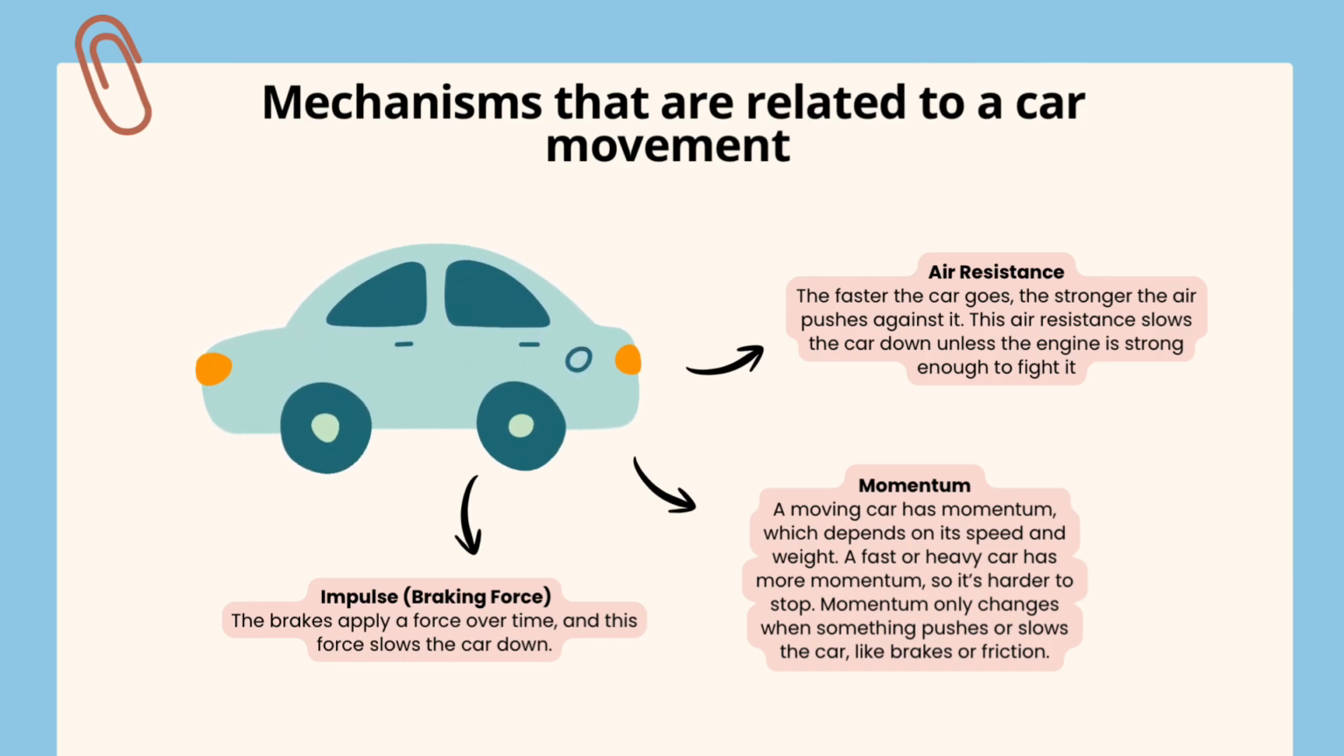Lastly, a car's movement is also influenced by momentum. A moving car has momentum, which depends on its speed and weight. A fast or heavy car has more momentum, so it's harder to stop. Momentum only changes when something pushes or slows the car, like brakes or friction. In conclusion, all these mechanisms work together to explain how a car moves and how it slows down.